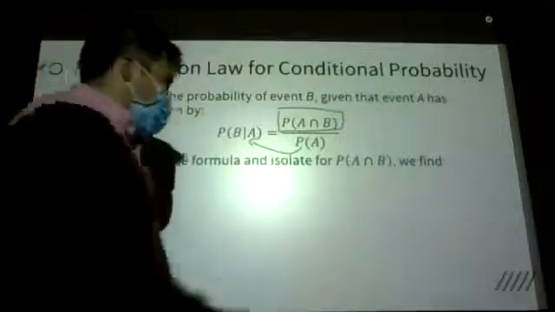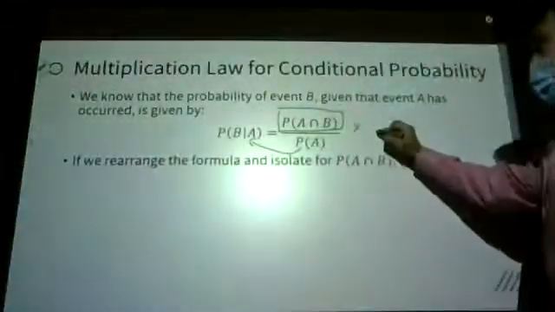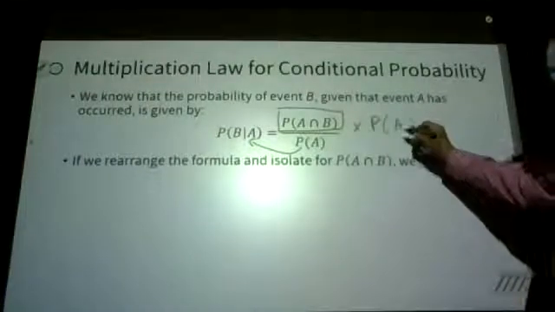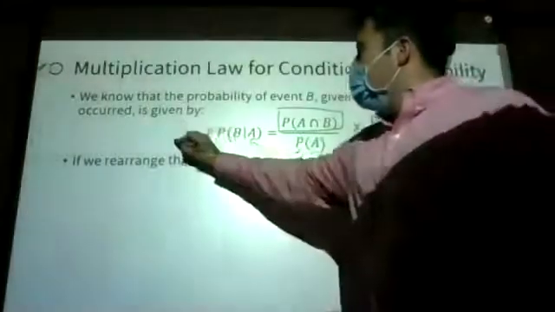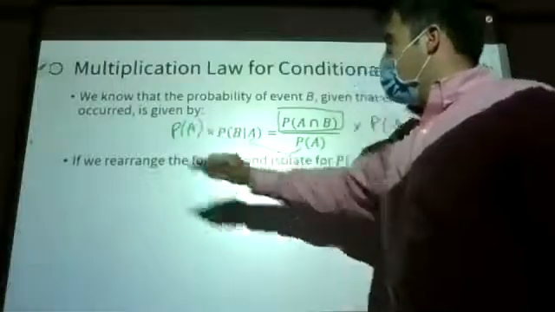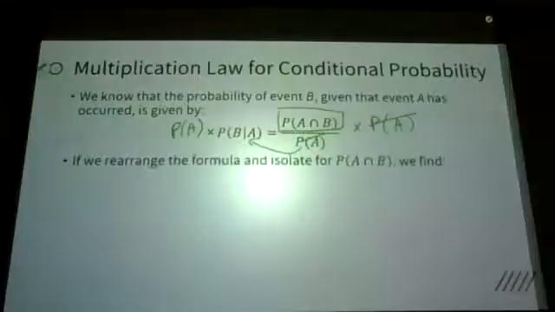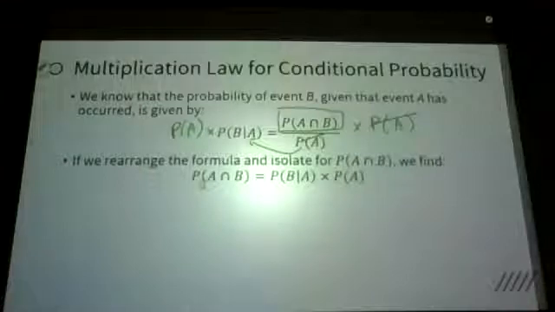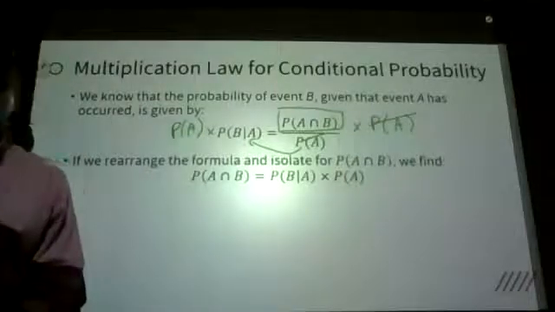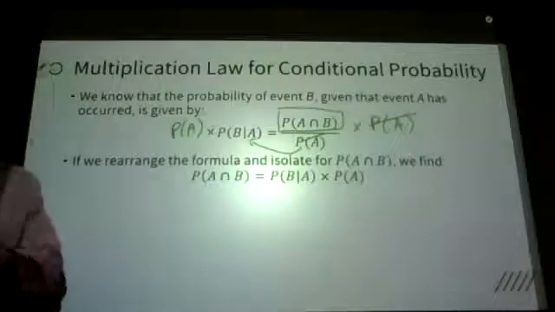So when you multiply by the probability of A on both sides, just doing a little bit of algebra here, this cancels out, and you end up with the probability of A and B is equal to the probability of A times the probability of B given A. So we just rearranged our formula.